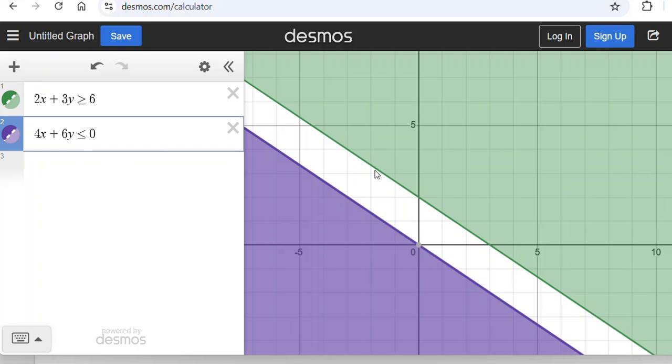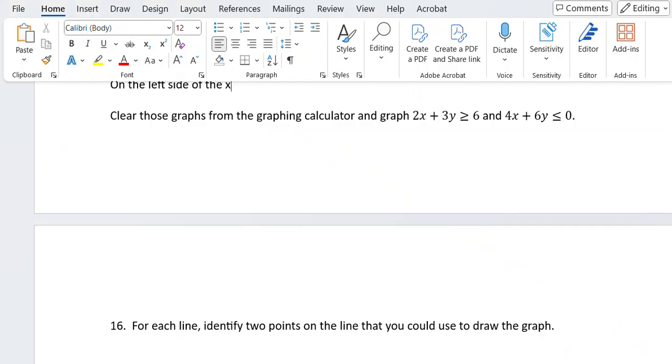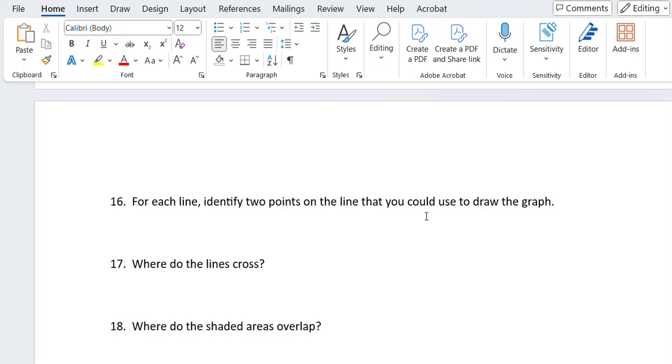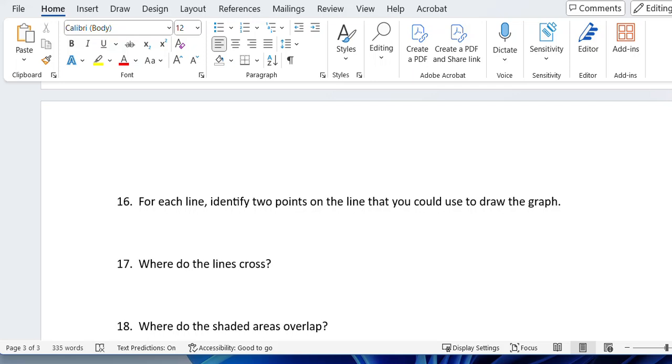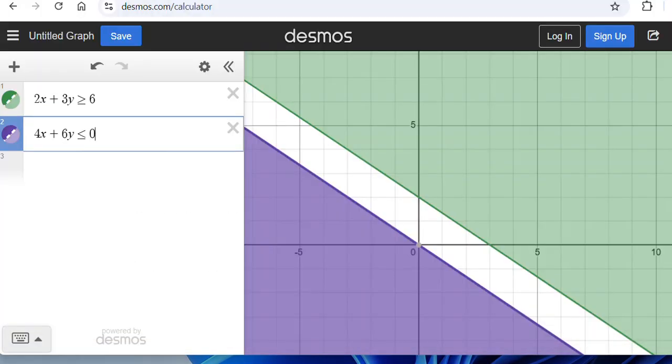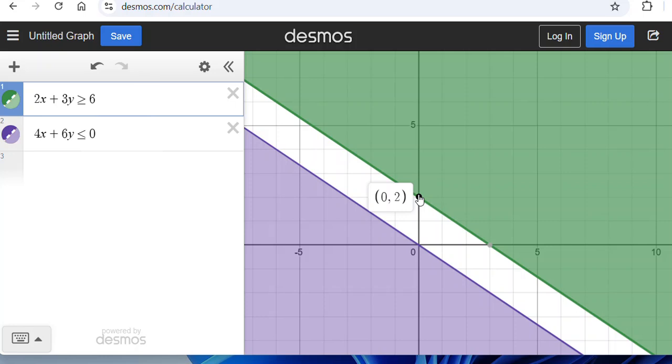Now this is a situation that looks a little bit different from the situations that we've seen so far. So 2 points that we could use to draw each graph. We'll start with that. So for the green line, our first line, we have points at 0, 2, and 3, 0.